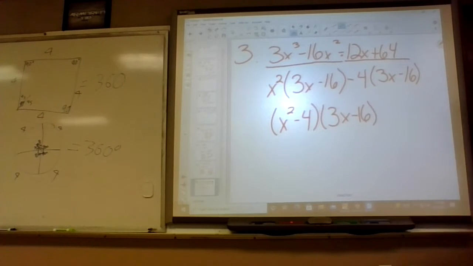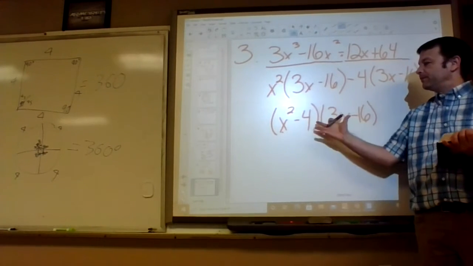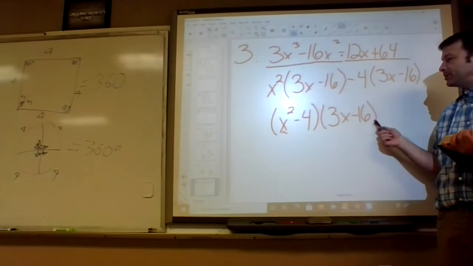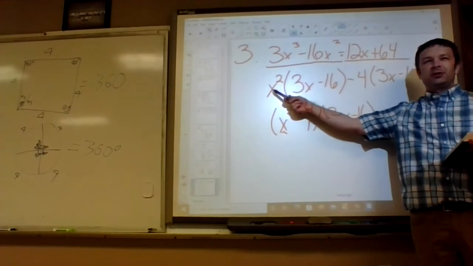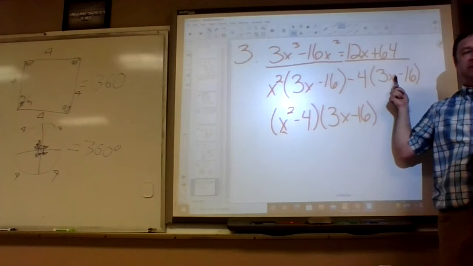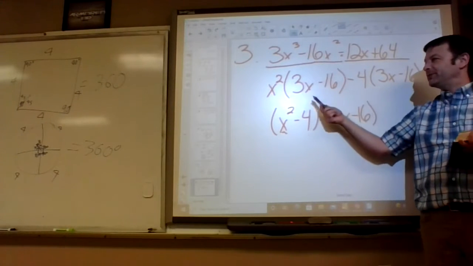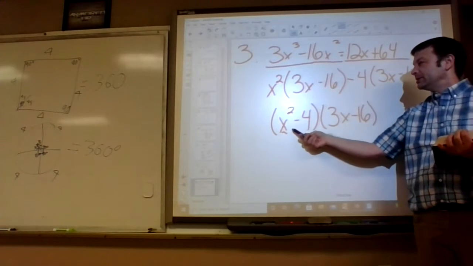If we were multiplying this out, if I FOILed this back together, it would basically be x squared times both of these and negative 4 times both of these, which is what this is saying. This is why it works. You don't really have to understand why it works, but it might help you remember.